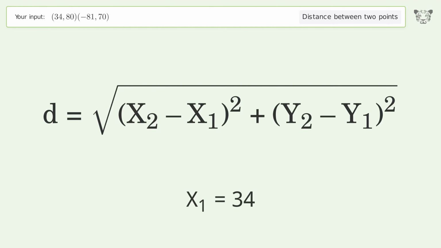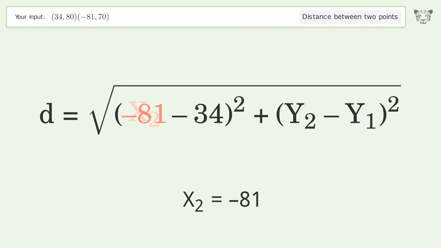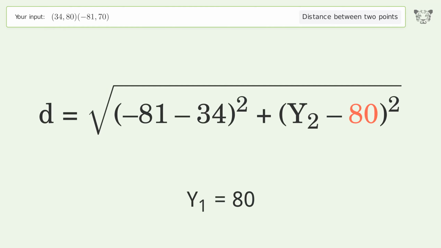x1 equals 34. x2 equals negative 81. y1 equals 80. y2 equals 70.